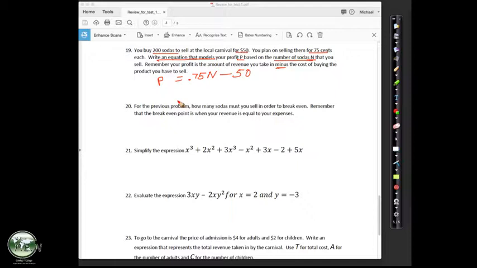So 100 would be 75. So it's $150. Take away 50. I made $100. Not bad. Met some nice people at the carnival. Maybe had some fun. Maybe they got some free rides too. Who knows? Cotton candy. Big chunk of turkey leg or something, whatever they got going. All that kind of fun stuff.